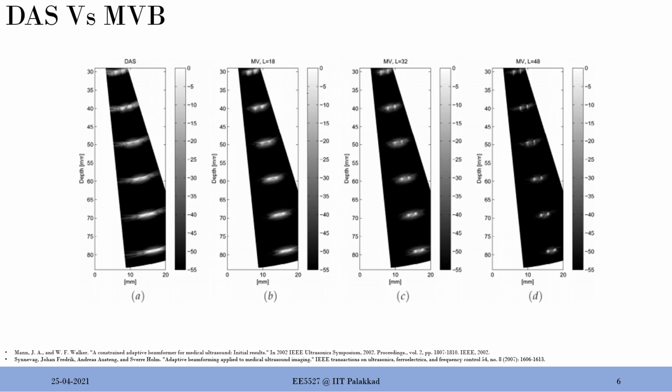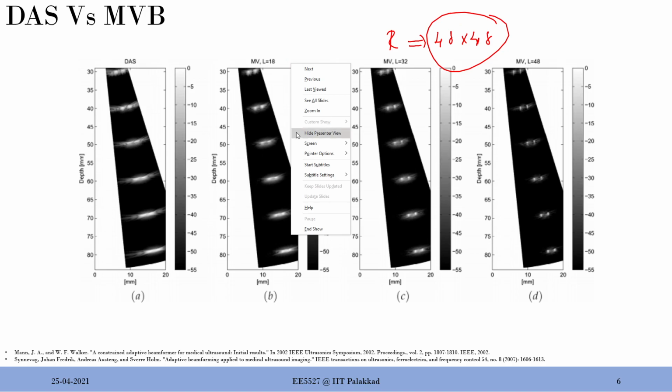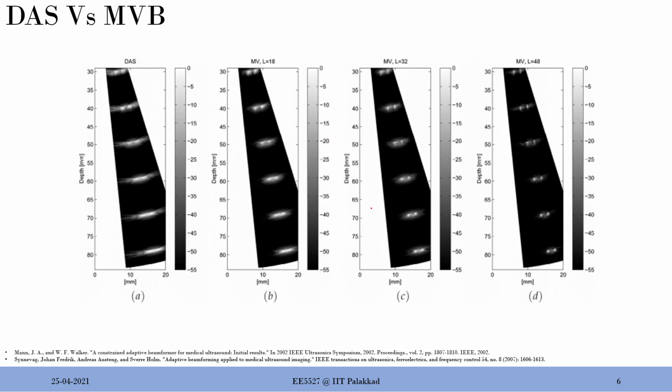Now what is the problem? As we increase the L, your matrix size is going to increase. Your R size is going to be 48 cross 48, and then inverting such a matrix, as I said, those who know linear algebra can understand that inverting a very large matrix is always risky and always painful and always computationally complex. So that's a big problem. There are techniques to overcome some of those limitations, but that makes it much more complex, right?